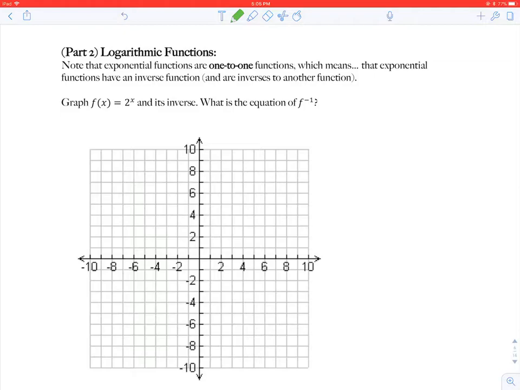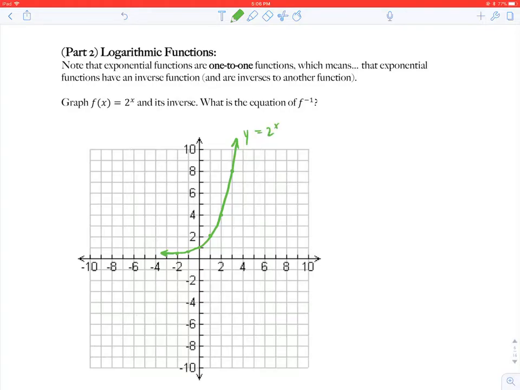So remember last year when you studied inverse functions, for a function to have an inverse, it had to be one-to-one. So as long as a function is one-to-one, it has an inverse, and it is the inverse of another function. So let's graph 2 to the x, which we already graphed. Just going to throw it on here quickly.